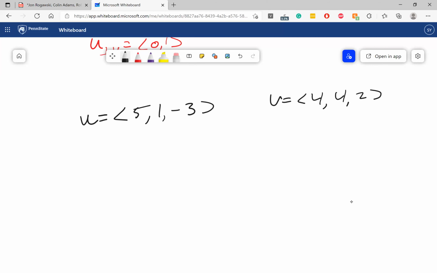So in order to find the projection of U onto V, well, this is going to be U dotted with V over the magnitude of V times V over the magnitude of V. So what's U dotted with V?